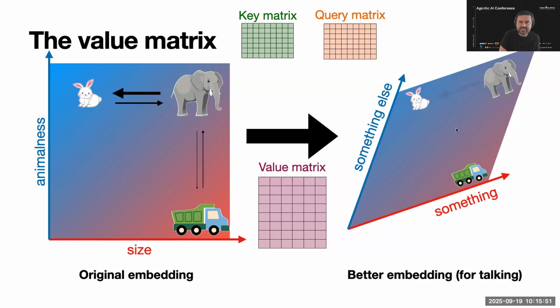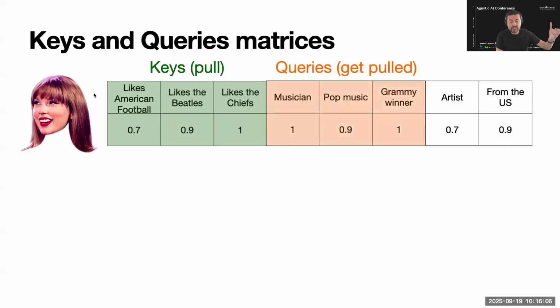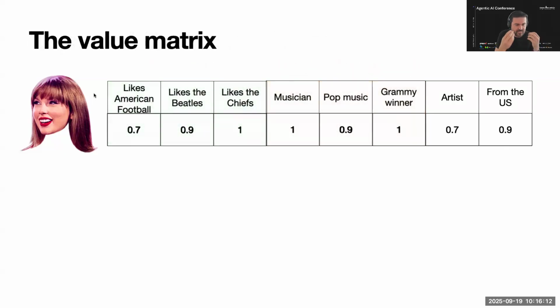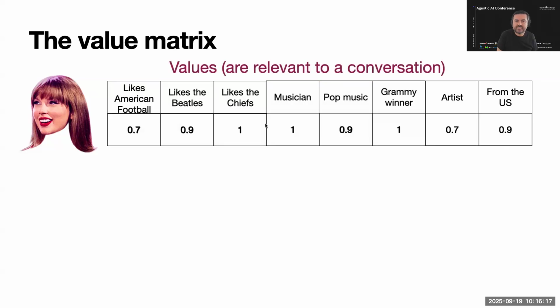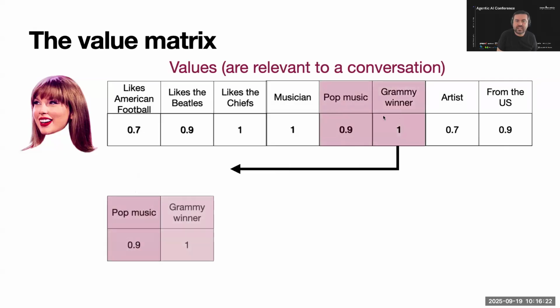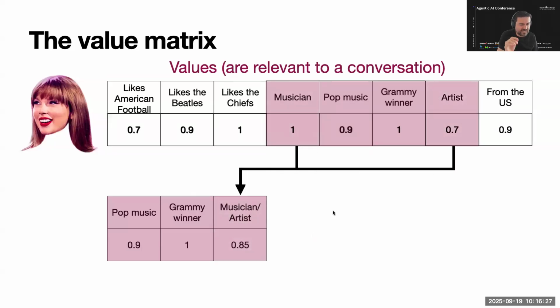I know this is a little abstract and it's not super clear, but imagine these are all the features of an embedding for Taylor Swift. Some of them are keys because they pull other words. Some of them are queries because they get pulled, but there are others that are more important to talk. When you're coming up with the next word in a conversation, maybe some of them don't matter. Let's say they are pop music, Grammy winner, and musician and artist combined. So the value matrix does that.